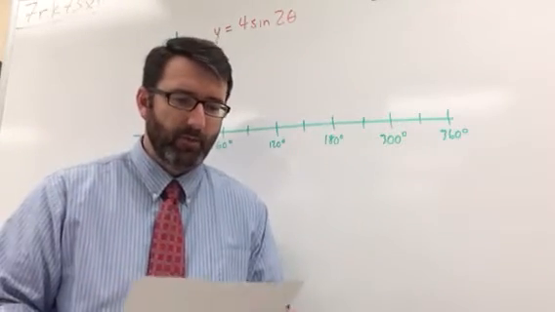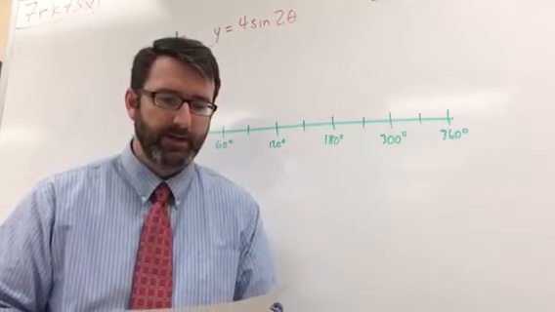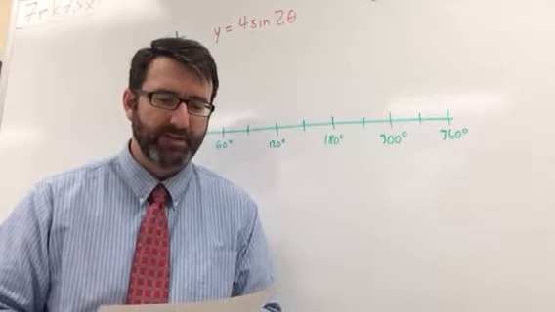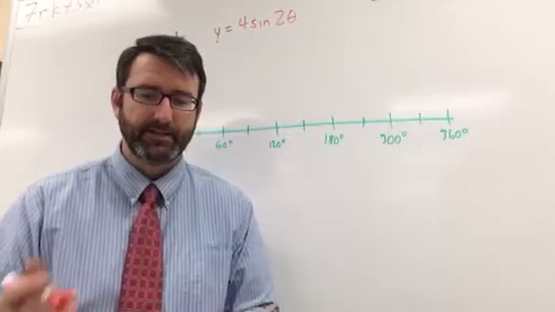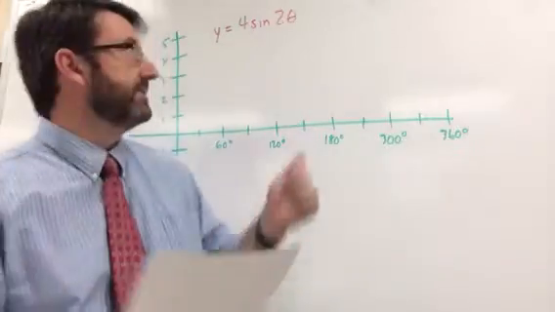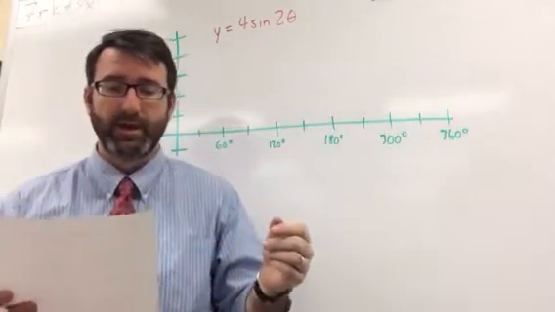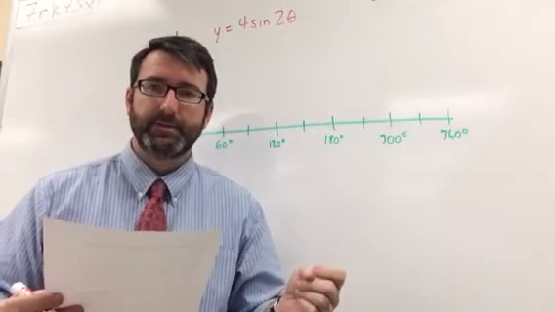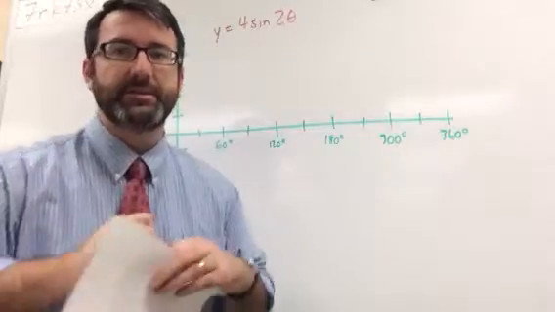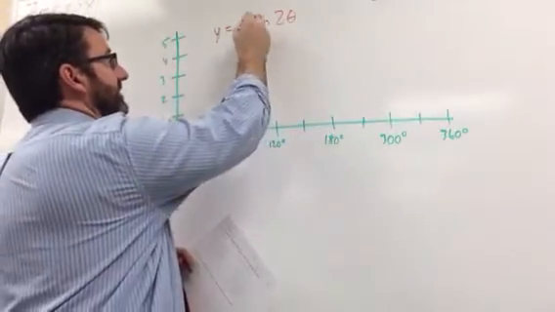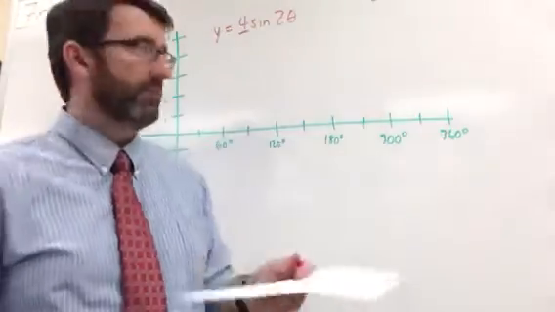All right, so problem number 1 on your homework tonight says find the amplitude and the period in degrees, then sketch the graph using degrees. And it's this function here, y equals 4 sine of 2 theta. All right, so to find the amplitude is just going to be this number right here. So the amplitude is 4.